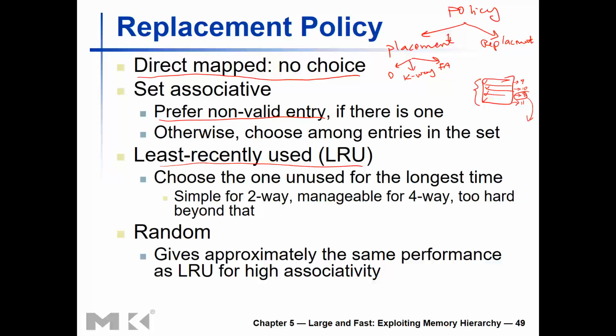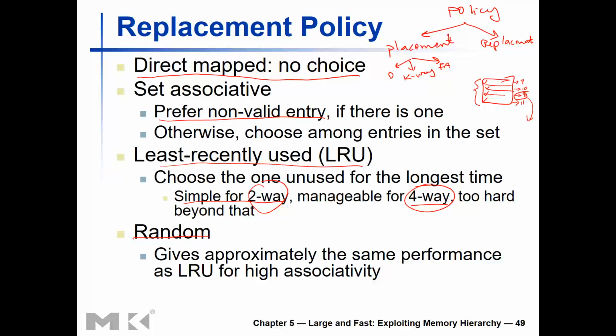And this is manageable for two-way. Two-way means you have two blocks in a single set. It is also manageable for four ways, which means you have four. But as the set size increases by increasing the associativity, managing those times, which one arrived earlier, then you need timers and all that, so it makes things complicated.